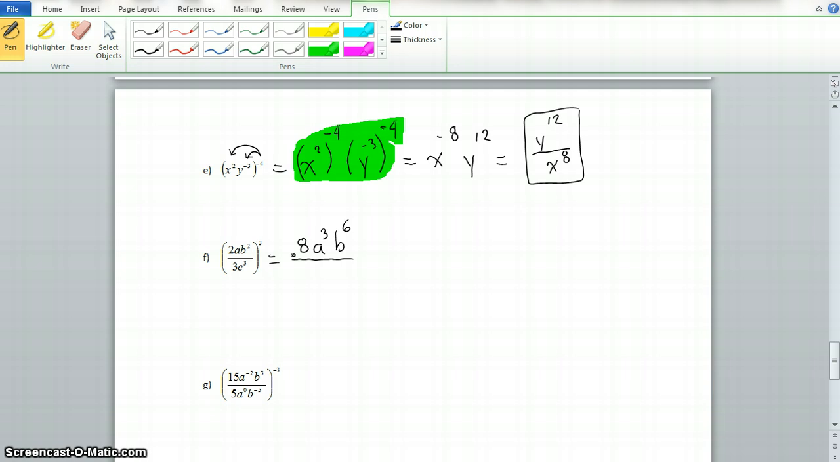Alright, let's do that on the bottom. 3 cubed is 27. Then I'll have c cubed, and that is cubed. So the 3 times the 3 is a 9. And that's your answer.